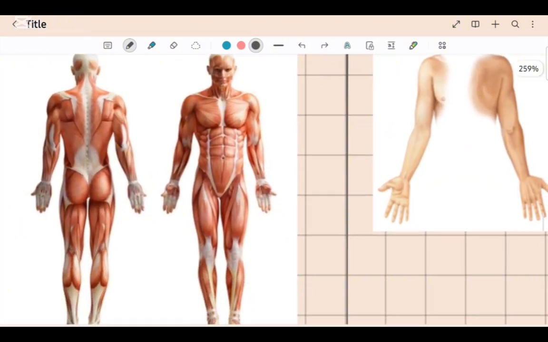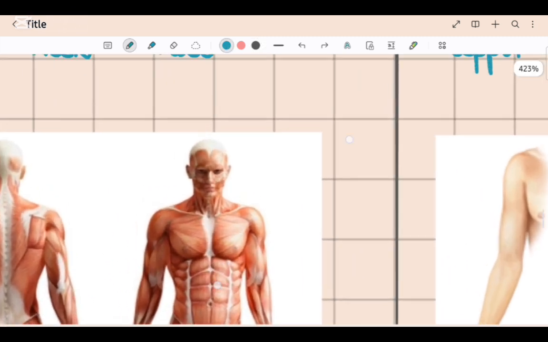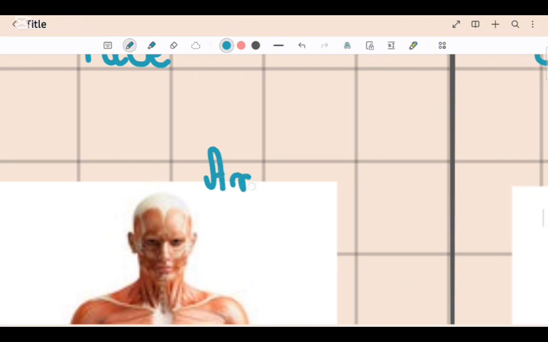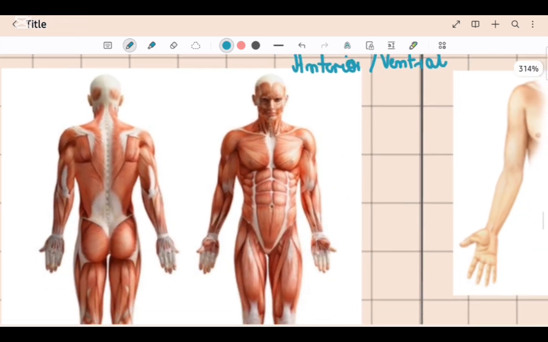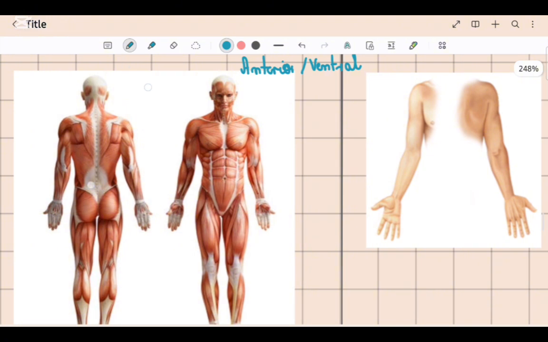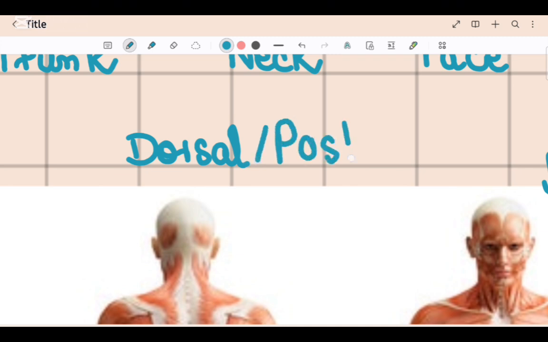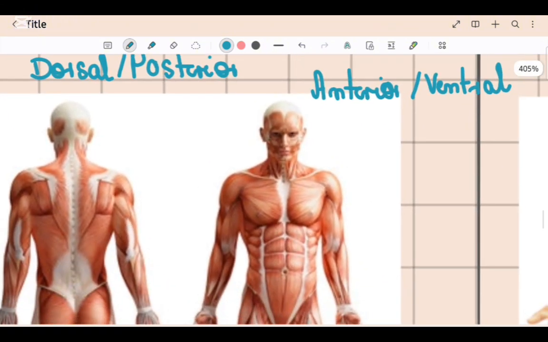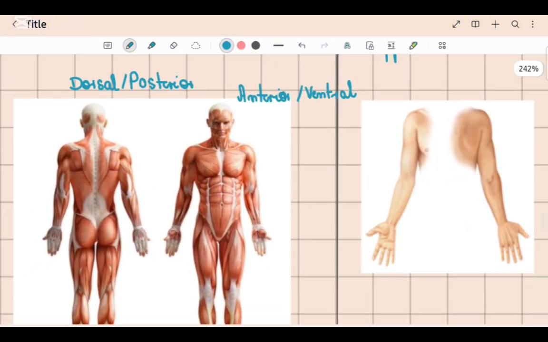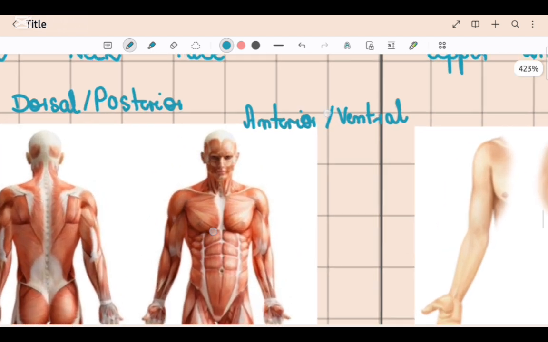So here in this picture, you can see the two points of view of your body. This is basically the anterior view or the ventral view. Anything you're seeing from the front, you're basically seeing the anterior or the ventral view of that thing. And if you're seeing something from the back, you're looking at the dorsal or the posterior view of that thing. Okay, so that's the difference between the anterior or ventral, and the dorsal or posterior. So now see it from the trunk, neck, and face point of view.